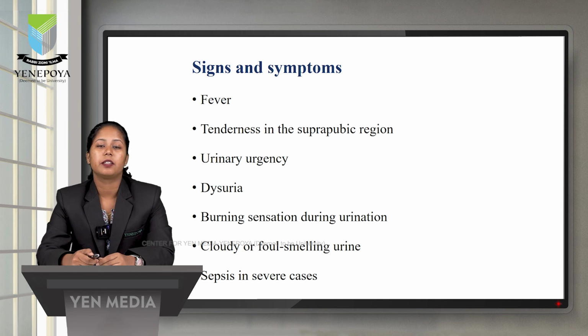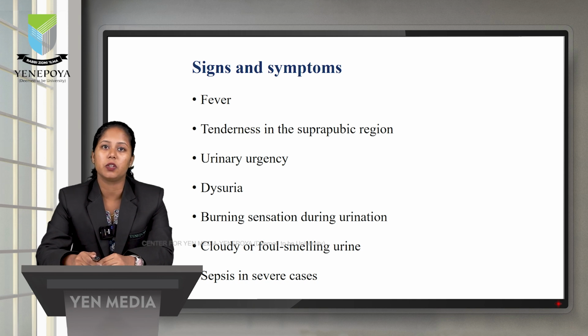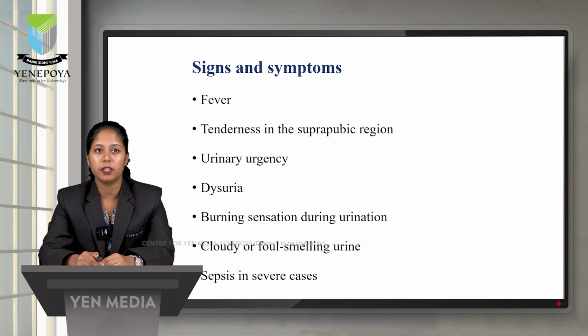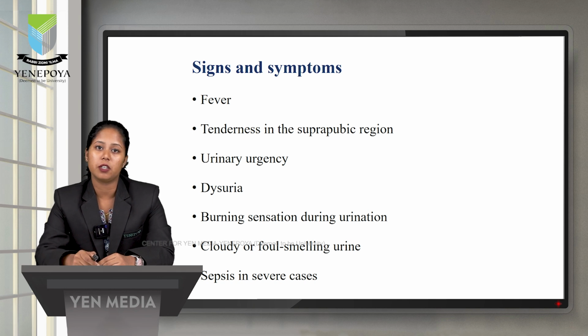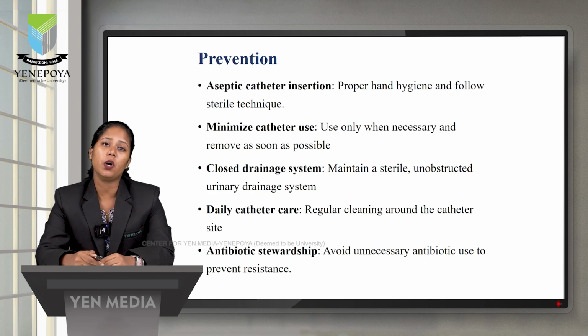So how can you identify the patient is having CAUTI? Okay, as I said in the previous slide, when our body identifies the presence of bacteria, obviously it will try to kill it by increasing the body temperature. So the patient will start to show signs of fever. Along with that, tenderness can be observed in the suprapubic region. Urinary urgency will be there, dysuria, burning sensation during urination, cloudy or foul smelling urine, and sepsis in severe cases. So these are some of the signs and symptoms that a patient might exhibit if the patient has a urinary tract infection.